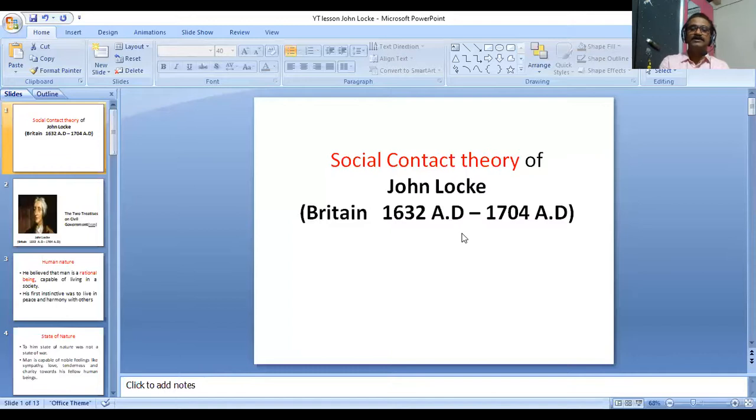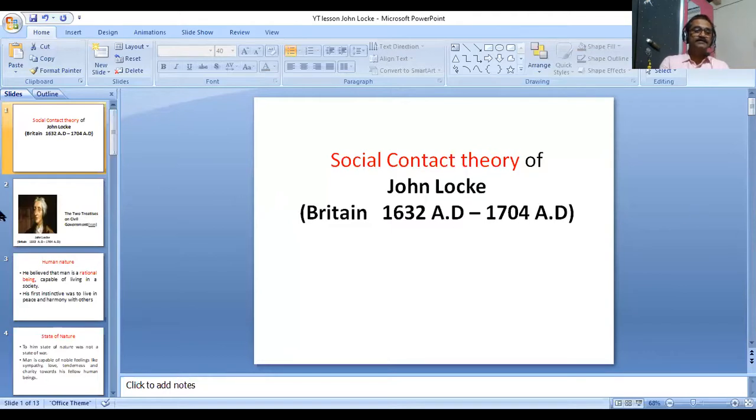Let us have a look at the slides. Yes. Social contract theory of John Locke. He was a great British philosopher. He lived during 1632 and 1704. That means it was late 17th century. His influence was in late 17th century.